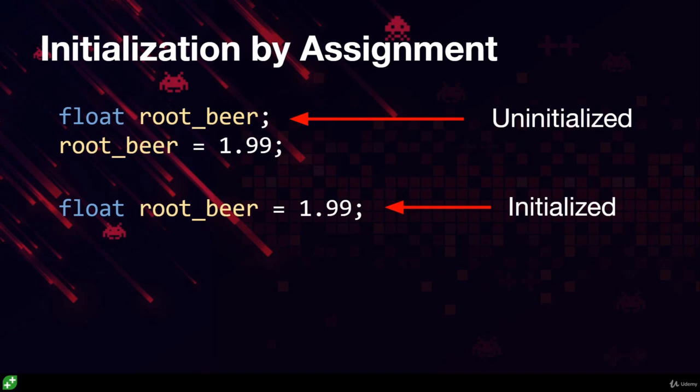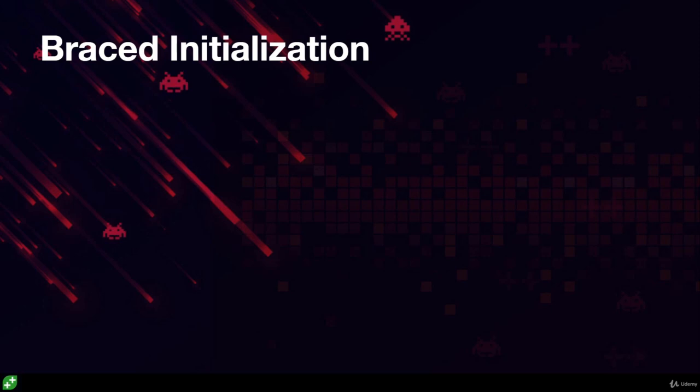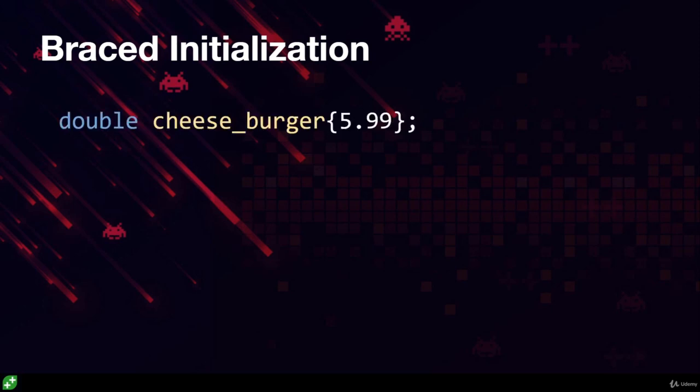Now there's another way to initialize variables, and it's called braced initialization. It looks like this. Here we're declaring a double called cheeseburger, and we're using braced initialization to initialize it. Braced initialization uses curly braces, and the value that we're assigning to cheeseburger goes inside those curly braces.